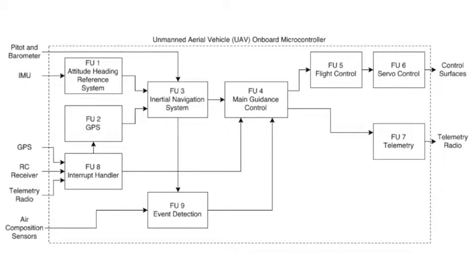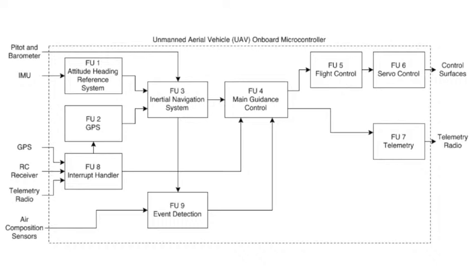This is passed on to the main guidance control, which basically manages the flight modes and oversees the operation of the entire UAV. It's basically the main function of the microcontroller. Functional unit 5 houses all the PID controllers, the control systems, to fly the aircraft and stabilize the aircraft. That's passed on to functional unit 6, the servo control, which generates pulse width modulated signals to send out to the servos and thus control the control surfaces on the aircraft.